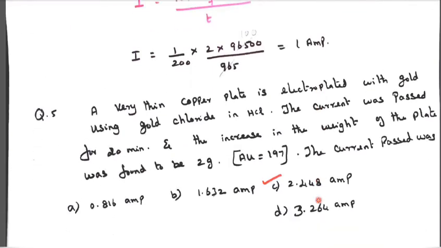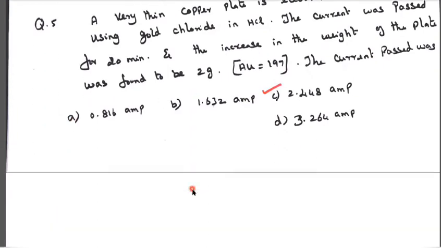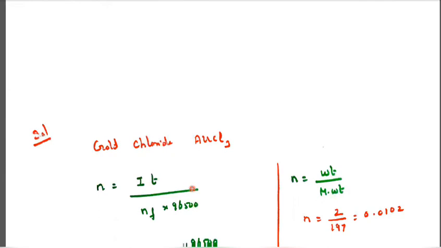Next question. A very thin copper plate is electroplated with gold using gold chloride in hydrochloric acid. The current was passed for 20 minutes, and the increase in the weight of the plate was found to be 2 grams. Gold molar mass is 197. The current passed, in amperes, is to be found. Calculation of gold chloride, auric chloride, AuCl3.